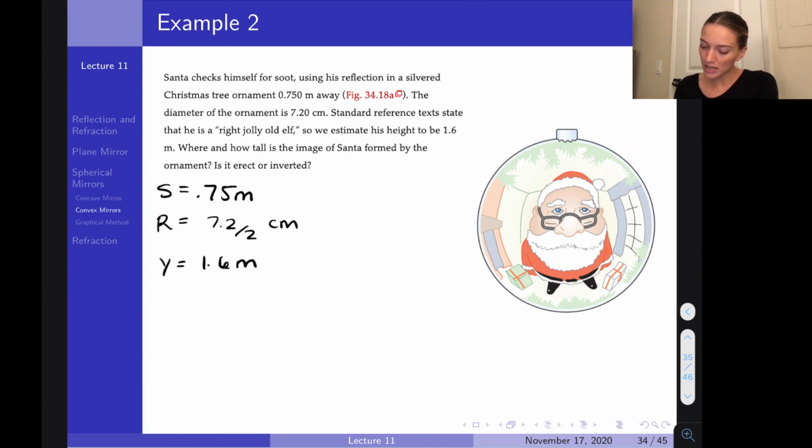So let's find where he is. Where's the image? That's s prime. So for s prime, we're going to use this equation.